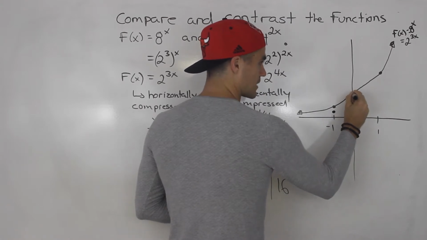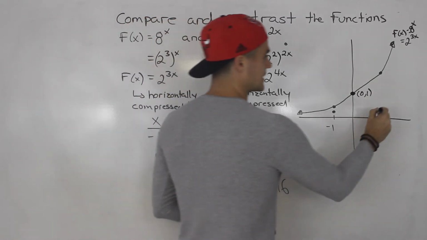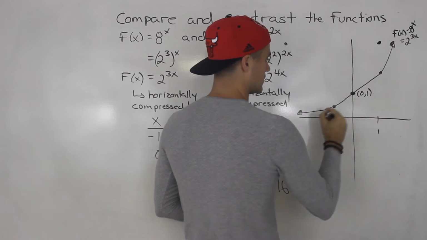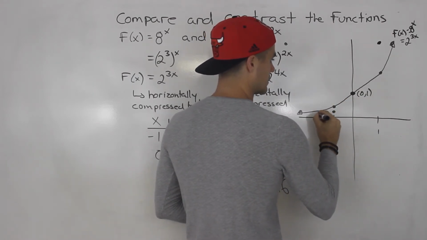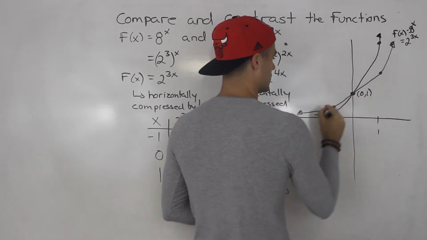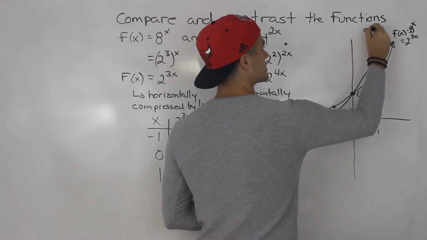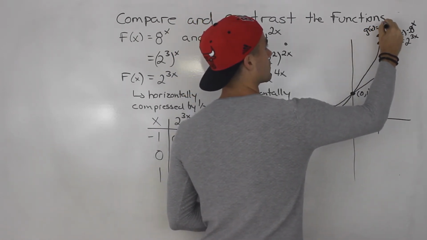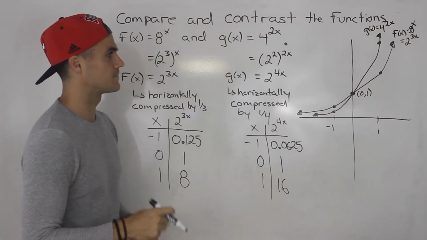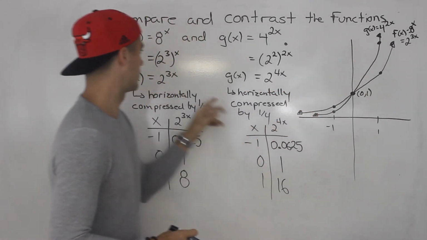They're both going to have the same y-intercept, right? This is going to be at 0 and 1. And then 1 and 16, if this is 1 and 8, then 1 and 16 is going to be like up here. So this one is going to be a little bit more steep. Right, so this one here is g of x equal to 4 to the power of 2x, which is the same as 2 to the power of 4x. So this one is a little bit steeper than this one here.